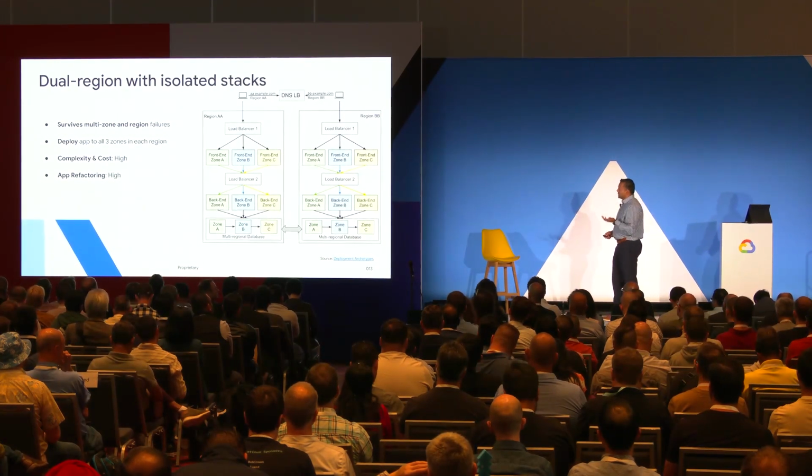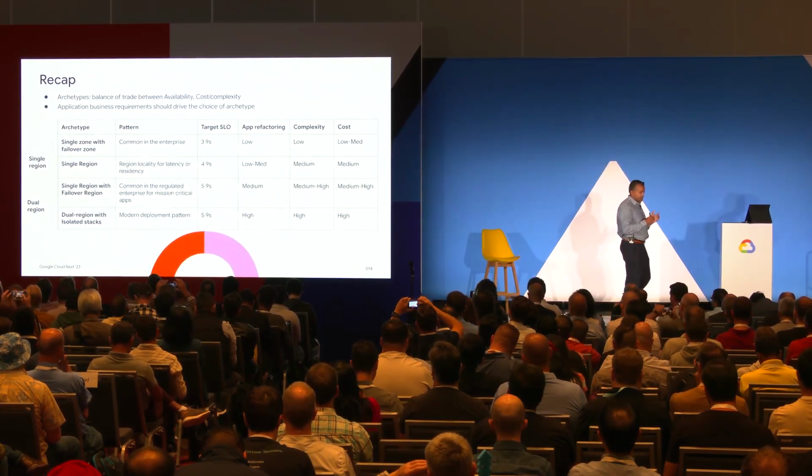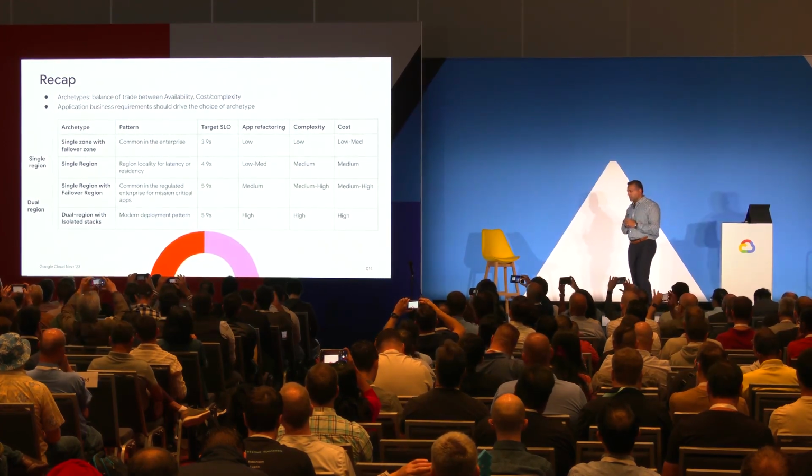Okay? So let's do a quick recap. We discussed the concept of deployment archetypes. Simply put, it's just deployment architectures or deployment patterns. We discussed 4 of them. You can loosely classify them into a single region versus a dual region design. And you go higher up in availability, but you're trading off cost and complexity when you do so as you go from a single region to a dual region. And therefore, you must make sure that you're appropriately matching the archetype to your business goals.